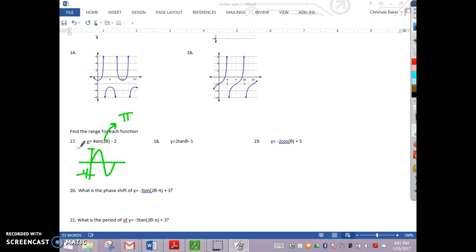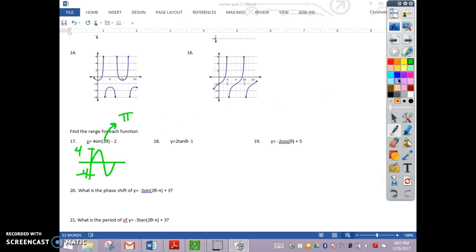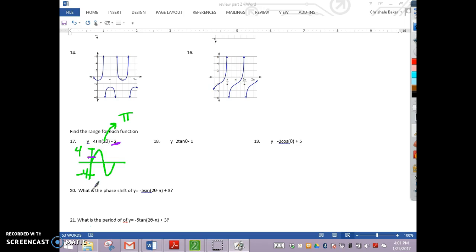So right now I'm at 4 and negative 4, and if I go ahead and move this down 2, I'm going to max out at 2 and have a minimum at negative 6 from moving down 2 and down 2. So in interval notation, how I write my range is from negative 6 to 2, least to greatest.